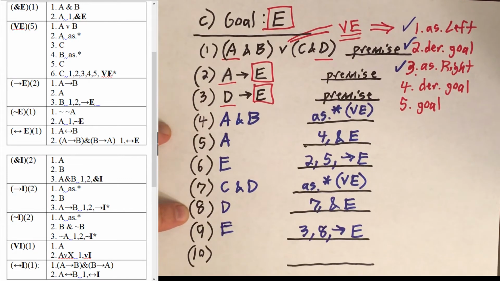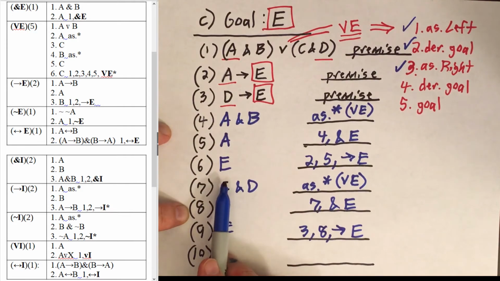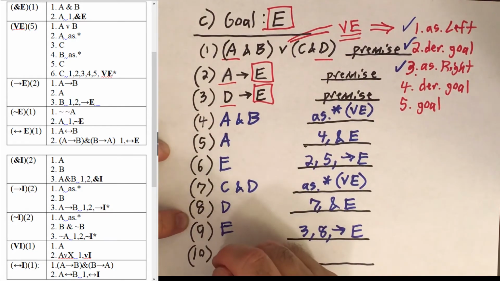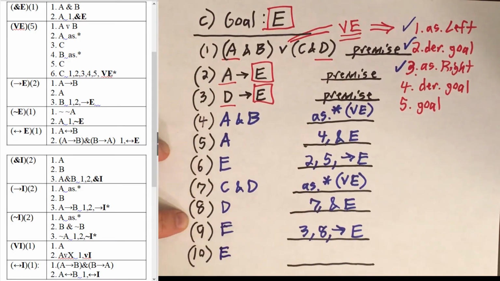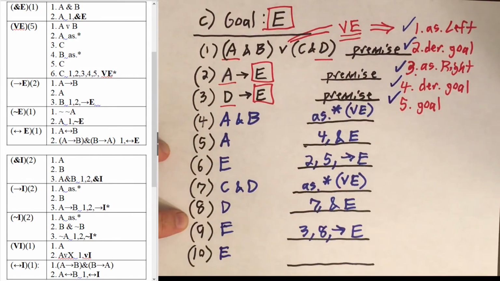So what have I done? I was able to assume the left side and get to E, assume the right side and get to E. So now I know third instantiation is the only one that makes it true. E is true no matter what side turns out true. I did it. I got all of my goals.